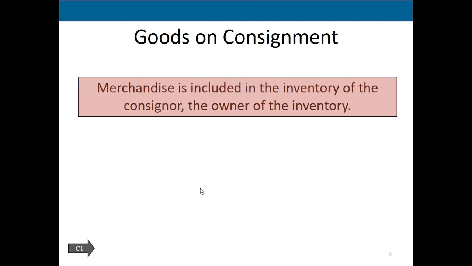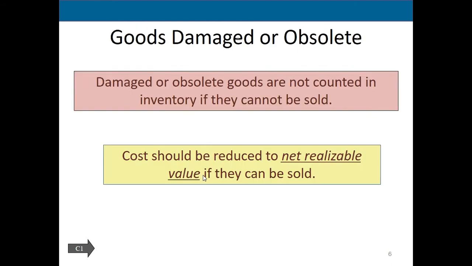Goods on consignment. Any goods on consignment is the inventory of the consignor, the person who owns it. And then goods damaged or obsolete. They're not supposed to be counted in inventory if they can't be sold. All costs should be reduced to net realizable value if they can be.